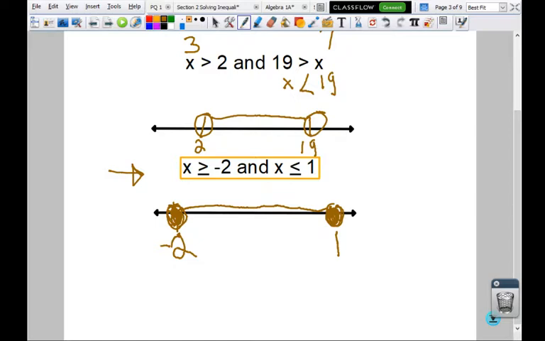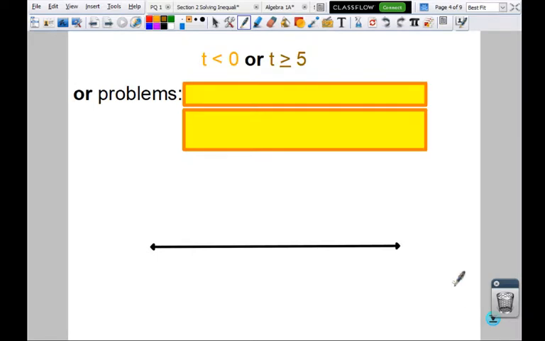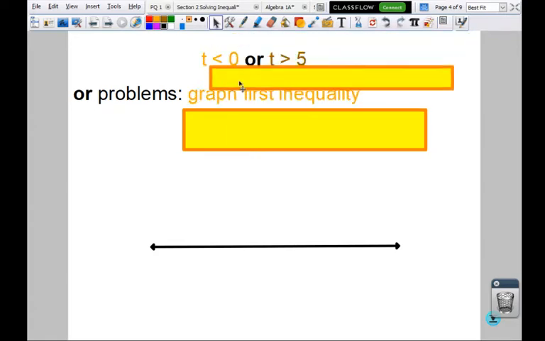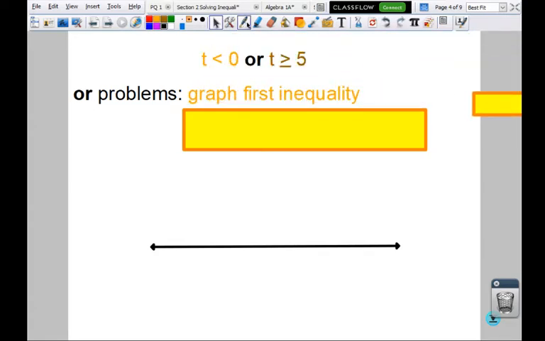All right. So we did and inequalities. We're also going to do some or inequalities. So for an or problem, if I'm going to graph my or inequalities, I'm going to graph my first inequality, which is my left one. So if I look at this, I have t is less than 0, t is greater than or equal to 5. So I'm going to go here to the left one, which is 0.